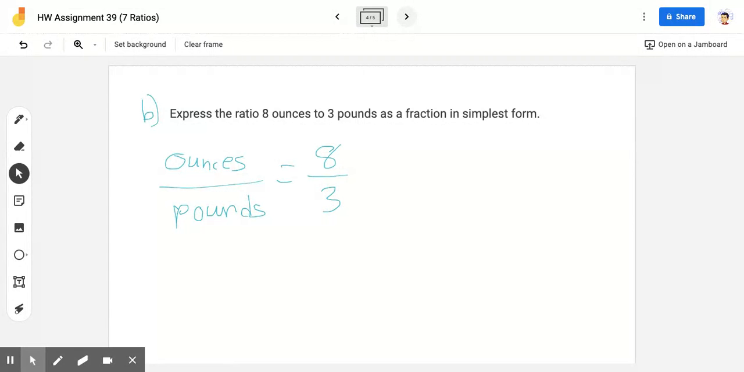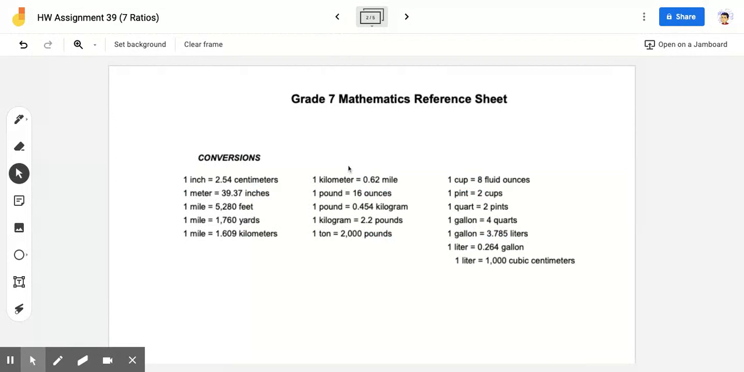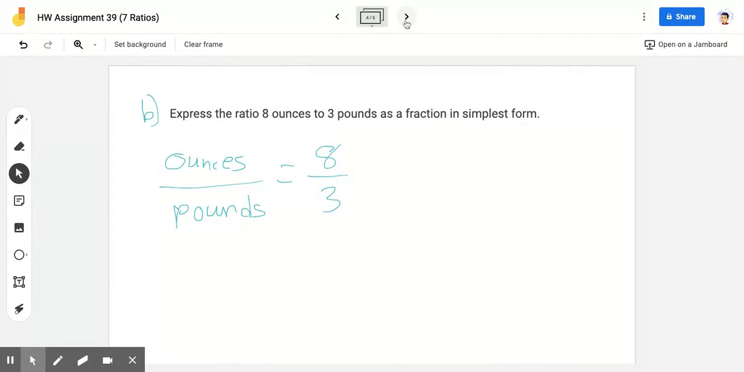So what we should do is go back to our conversion chart. And let's see, ounces to pounds. It definitely helps to know. So we know that 1 pound is 16 ounces. So we may want to convert these pounds to ounces instead. So let's convert these pounds to ounces. 3 pounds as ounces would be, well, if there's 16 ounces in 1 pound, then in 3 pounds there should be 48, I believe? 16 times 3 is 48. All right. So that is 8 to 48.